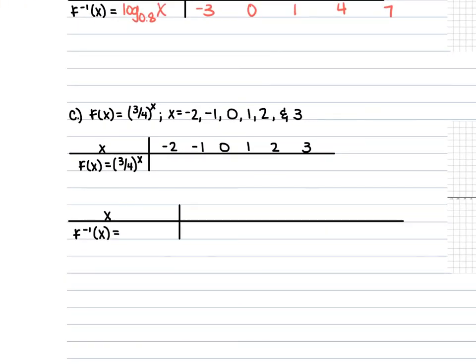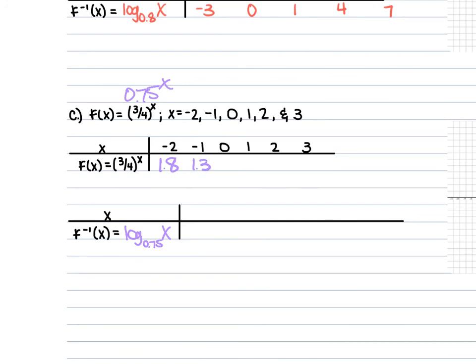For our example C, we have 3/4 to the power of x. So 3/4 is the same thing as 0.75 if you want to do it that way. So the inverse of that would be log base 0.75 of x. So we're going to plug those values in for x. We have 3/4 to the power of -2. So 0.75 to the power of -2 is 1.77 repeating. So that's 1.7 or 1.8. With the -1, we're going to switch that, be 4/3. So that's 1.3 repeating. We can just round that to 1.3.